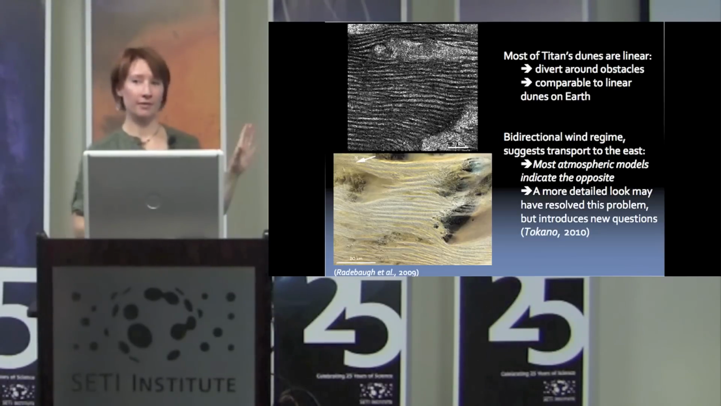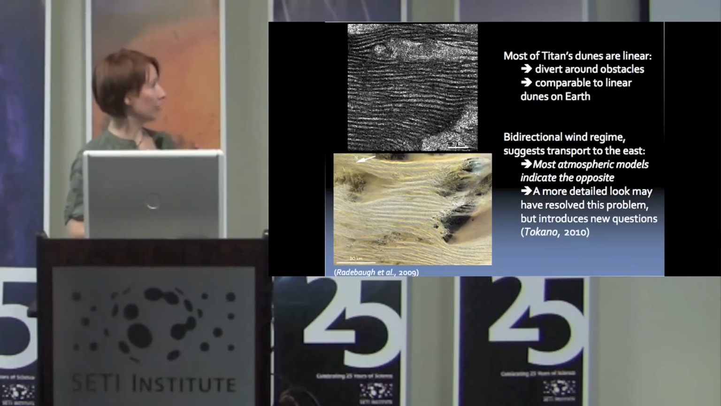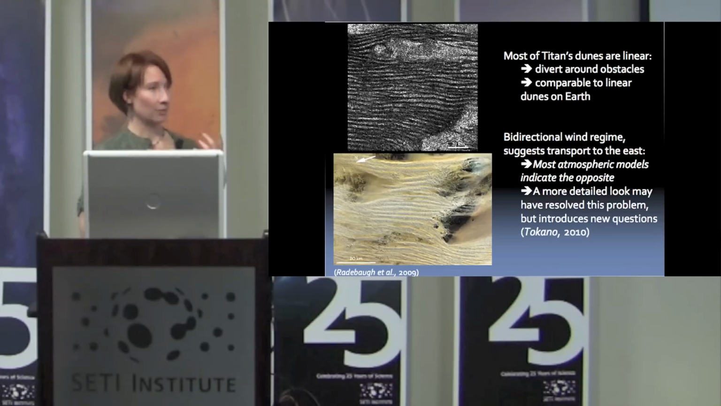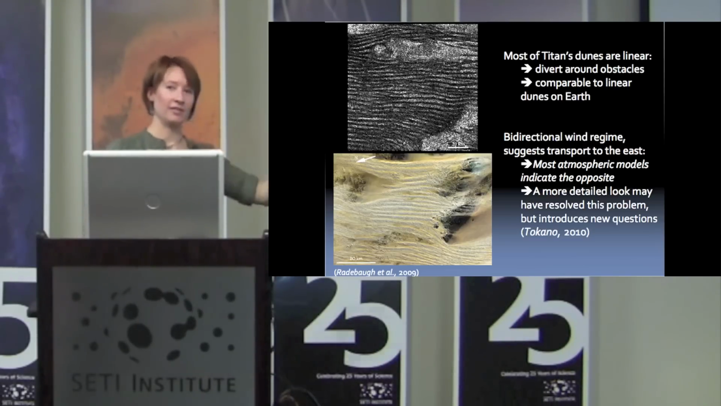The problem with this is that based on the diversion around obstacles on Titan, the movement of sand goes from west to east. And remember how I showed you that all those dunes were near the equator on Titan? Well, on Titan, just like on Earth, there are trade winds that should blow from east to west. But the dunes are saying the sand is going from west to east, so what's going on? This is another mystery. This is something we really don't have a good answer for yet.